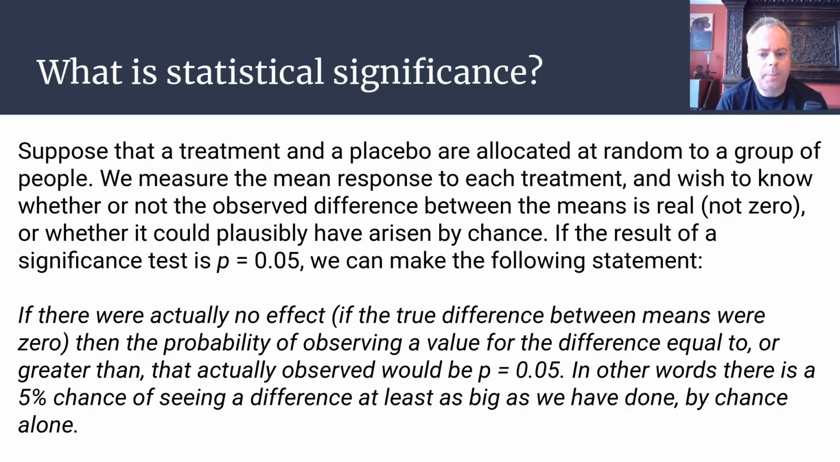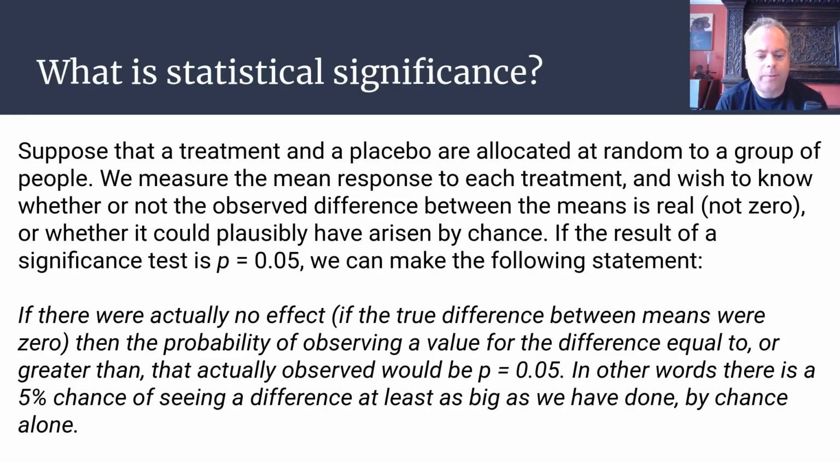Suppose that a treatment and a placebo are allocated at random to a group of people. We measure the mean response to each treatment and wish to know whether or not the observed difference between the means is real, i.e. it's not zero, or whether it could plausibly have arisen by chance. If the result of a significance test between the two groups is 0.05, we can make the following statement. If there were actually no effect, if the true difference between the means were zero, then the probability of observing a value for the difference equal to or greater than that actually observed would be p equals 0.05.